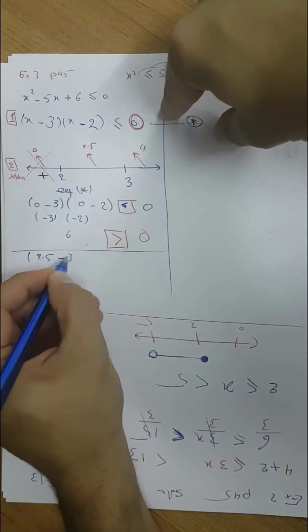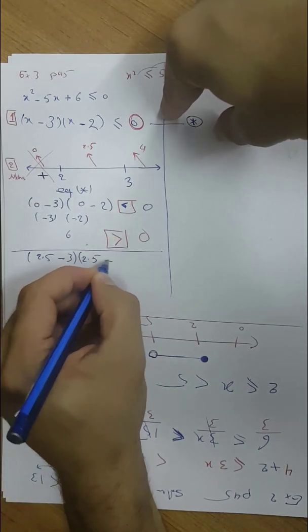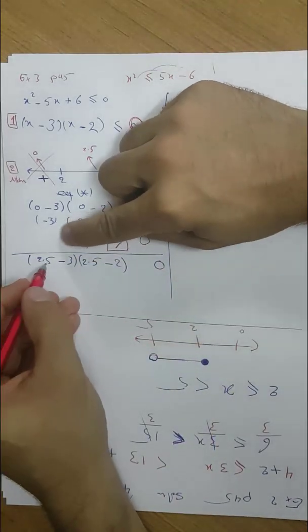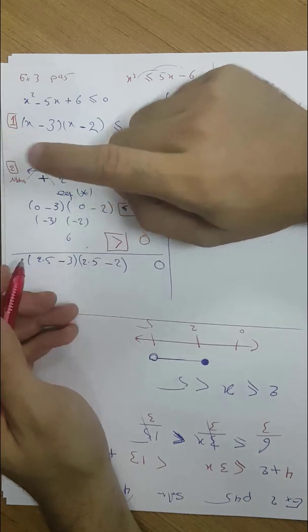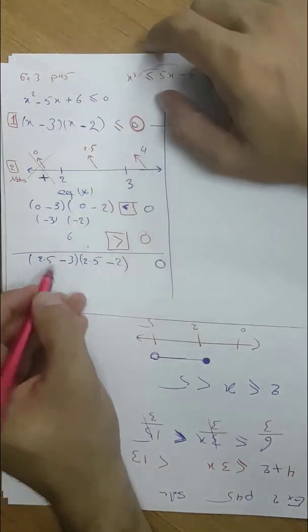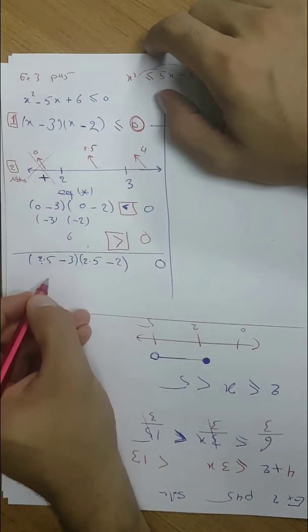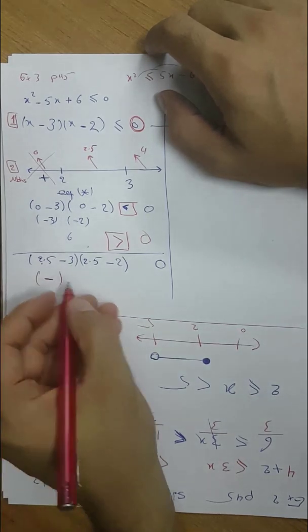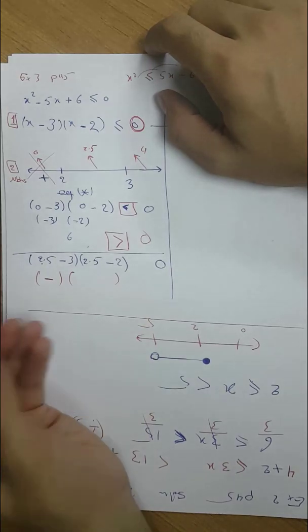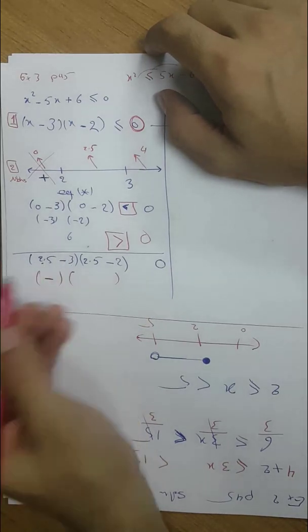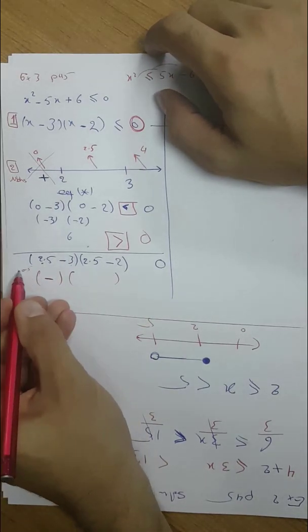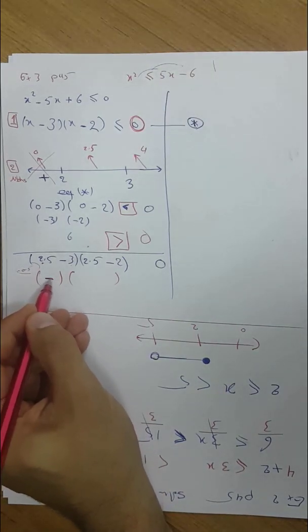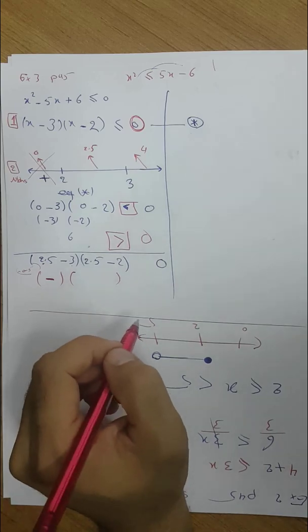2.5 minus 3. Again, 2.5 minus 2. I'll ask myself with the 0. I don't care about the value, I care about the sign. So for 2.5 minus 3, I will get minus 0.5. I'll just write the sign, so negative, because 2.5 minus 3 remains minus 0.5. Forget about the value, just concentrate on writing down the sign.